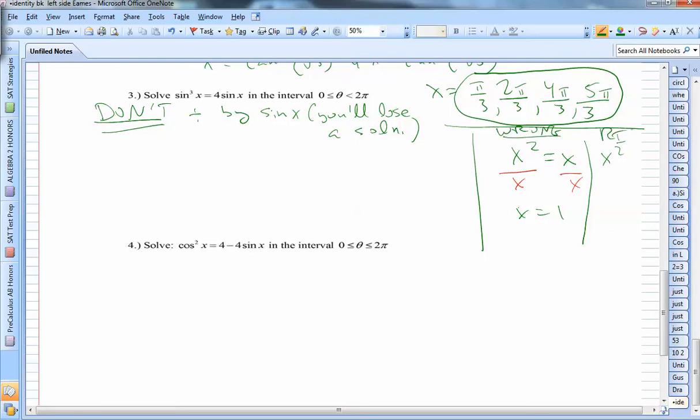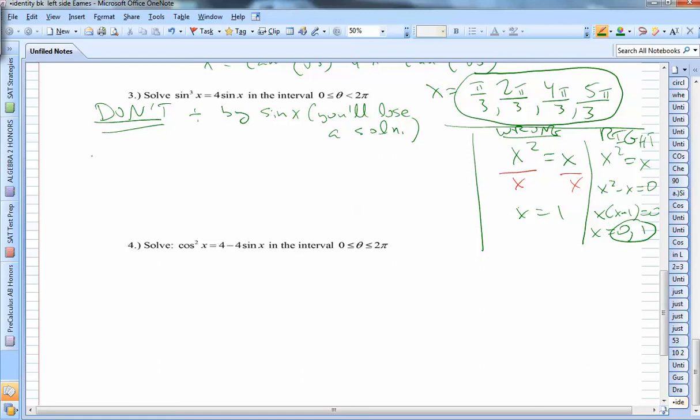This is the right way to do it. You'd want to subtract x from both sides, then factor out an x. x equals 0 or 1. Notice how this gives us a whole story. This only gave us 1, but we wanted 0 and 1. So I would not divide by sine x.